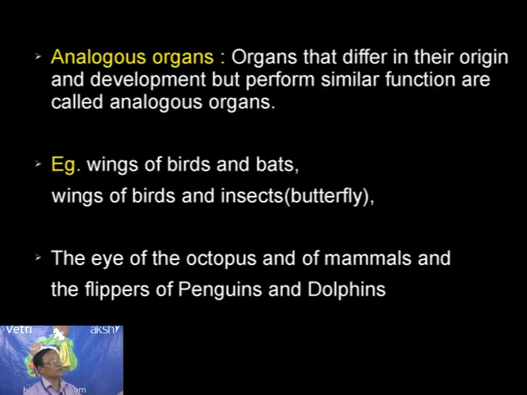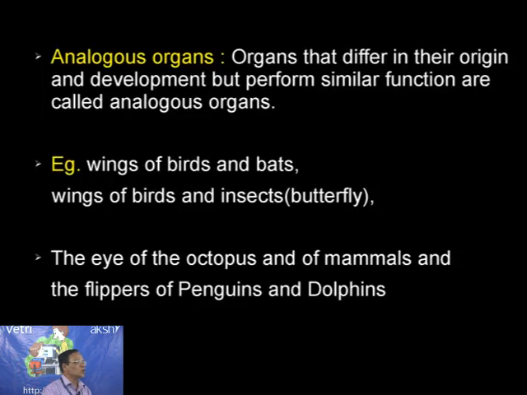The best examples, we have the wings of birds and bats also. Though both are vertebrates, if you are comparing the four-limb skeleton of birds and bats, they are coming under the homologous structures because both are having the four-limb skeleton.